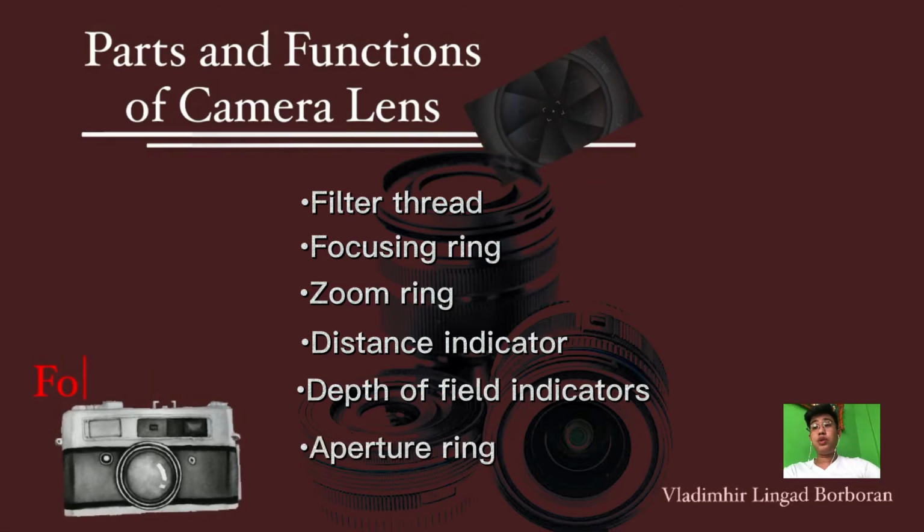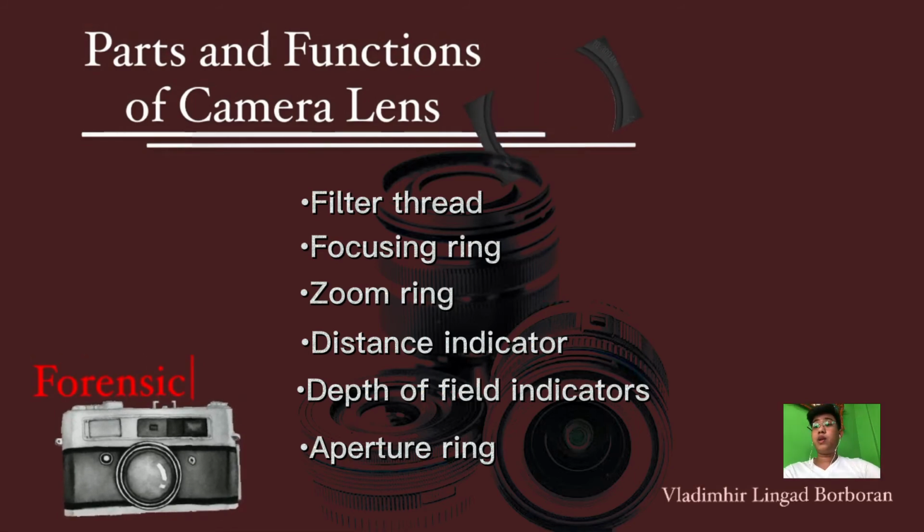Aperture ring. Aperture is another reason why photographers choose one lens over others. The aperture ring will describe the opening and size of the hole in a lens. This is where the light passes through, making its way to the camera sensor.